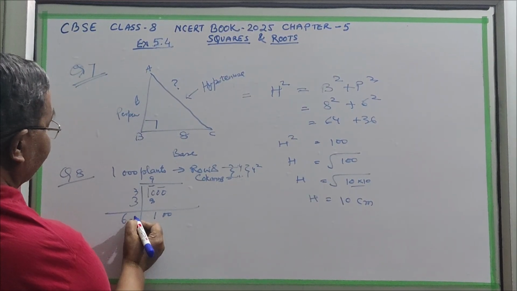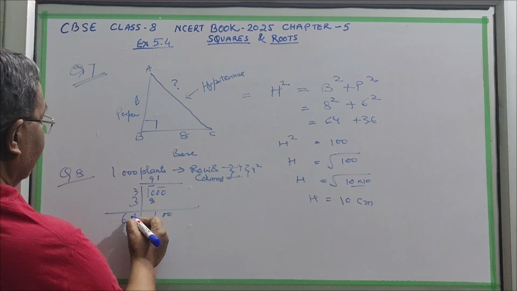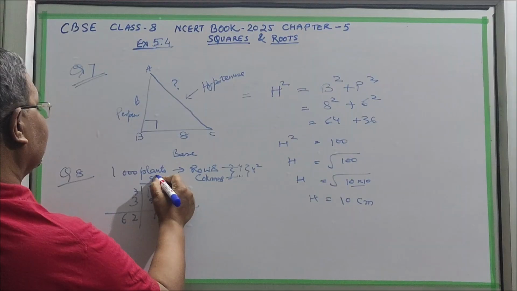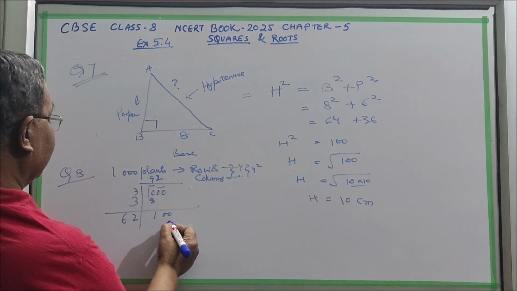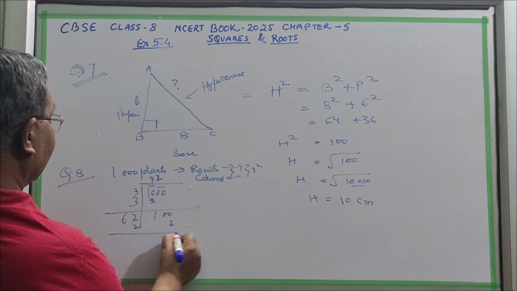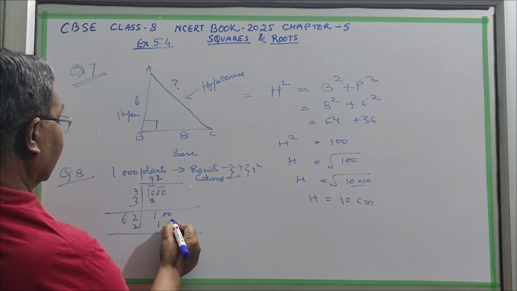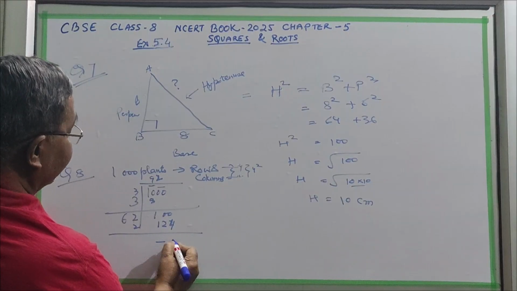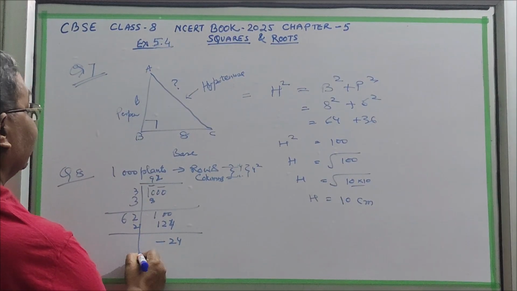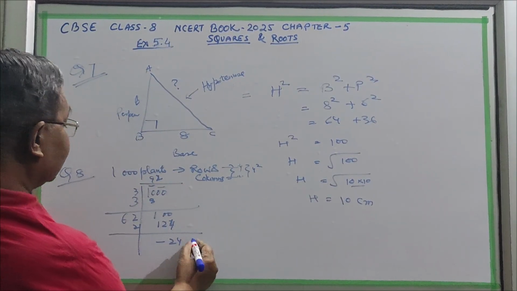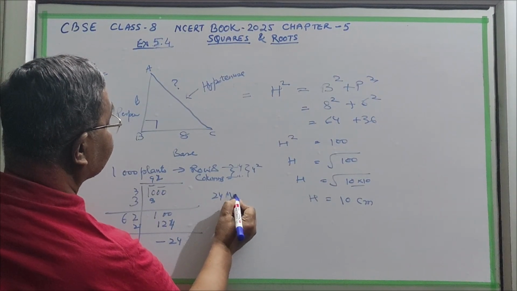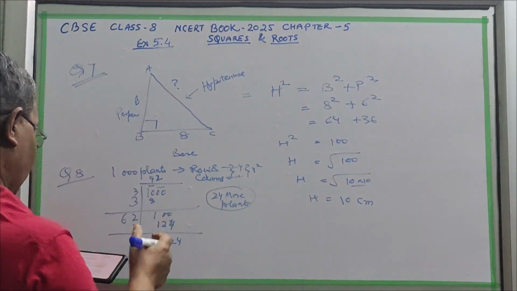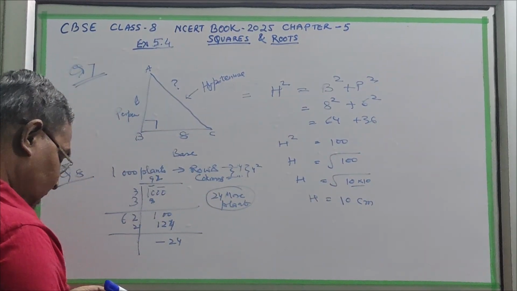Now it can go by 1 only, but here we will make it 2, the least number more. So it becomes 4, and here it comes minus 24. It means he requires 24 more plants. If 24 more plants are given to him, his rows and columns will all be equal. Okay. Now question number 9.